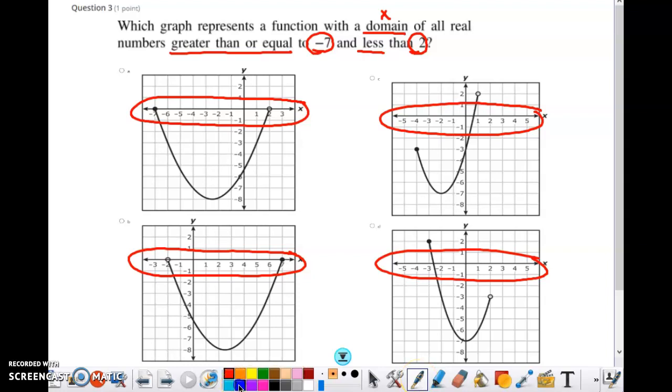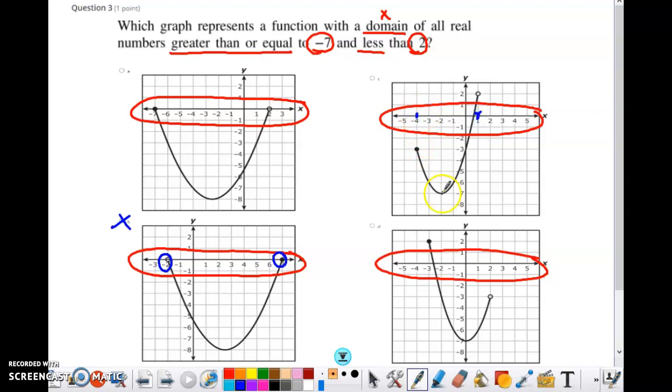So I can automatically eliminate some answers. Like this one is going from -2 to 7. That's not right. This one's going from -7 to 2. This one's going from -4 to 1.